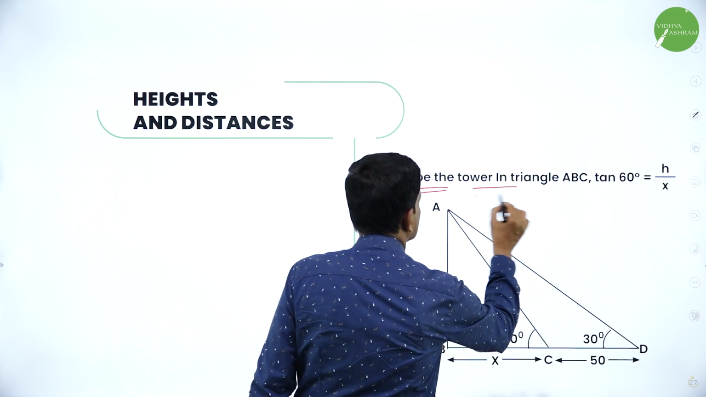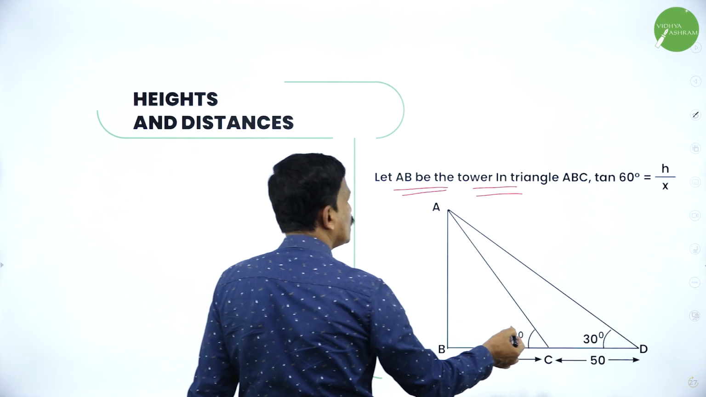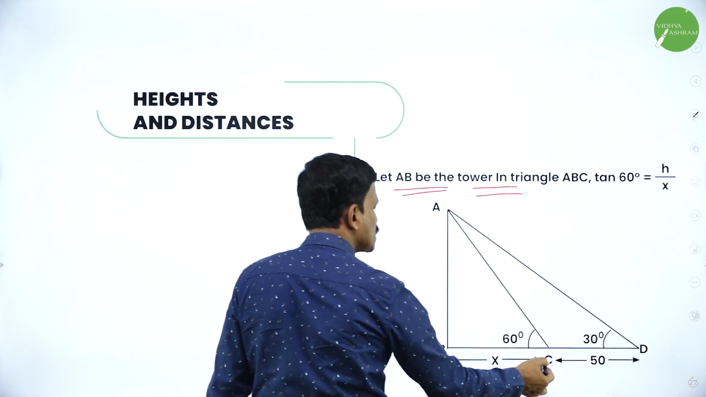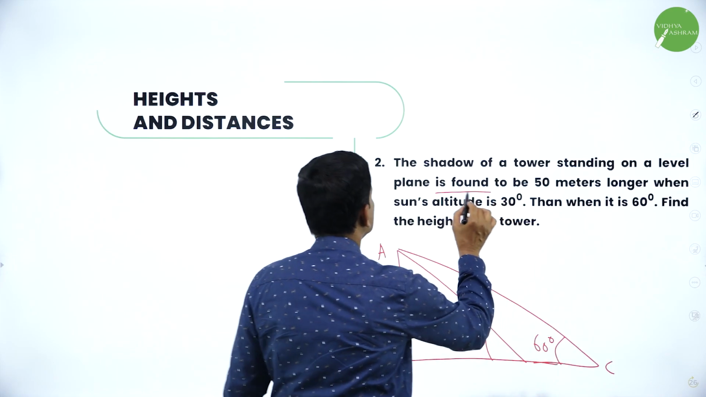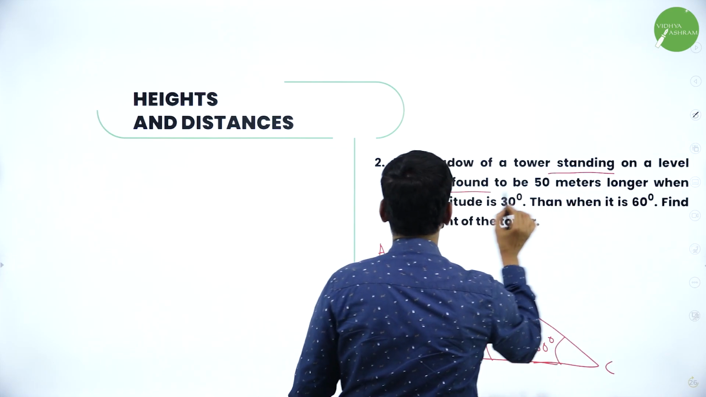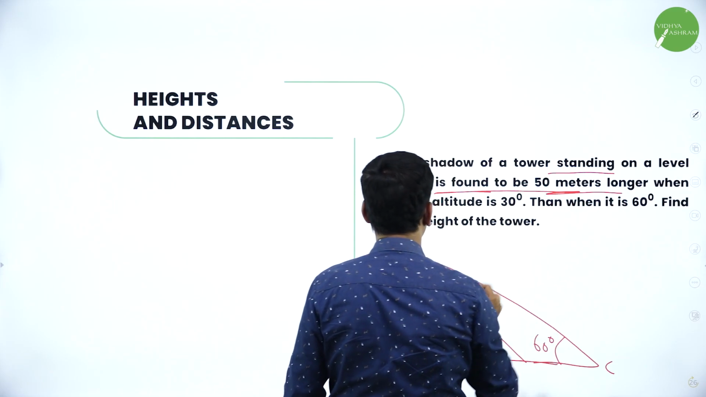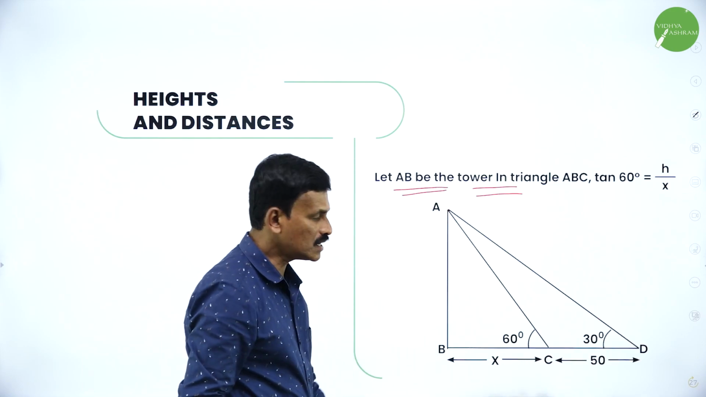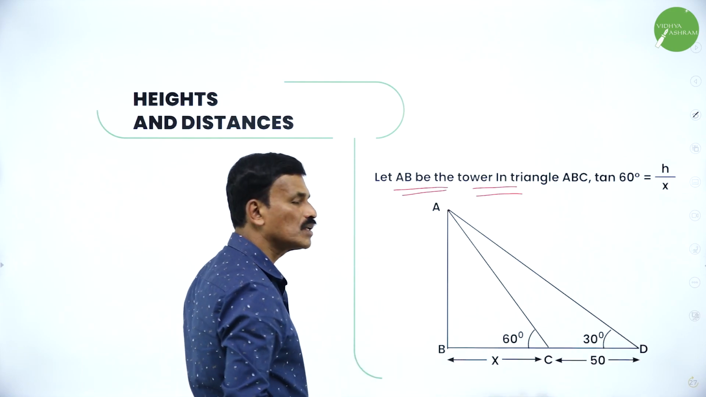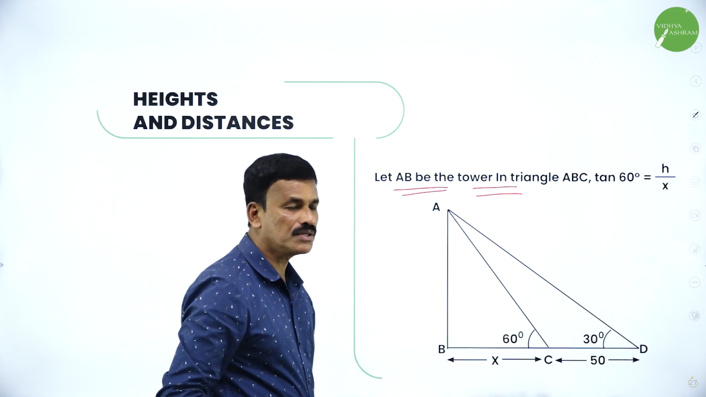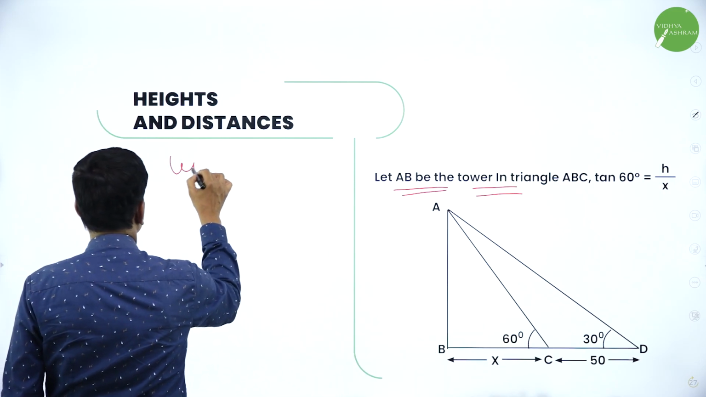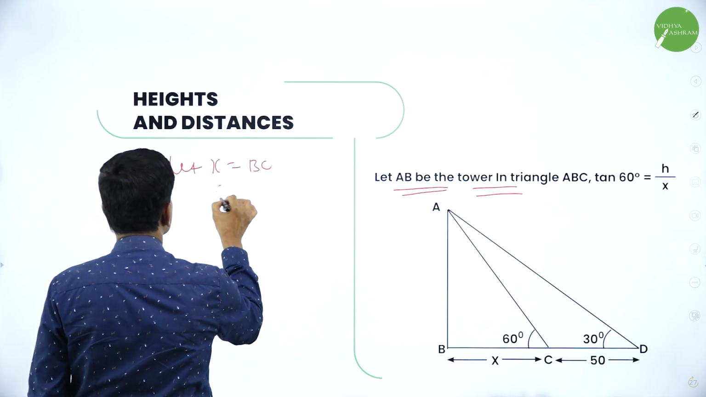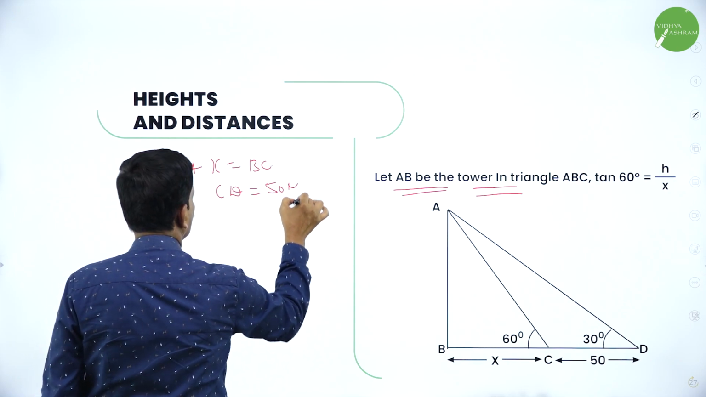AB is the tower in the triangle. Angle C is equal to 60 degrees. Angle D is equal to 30 degrees. What is given here? The shadow of the tower standing on the level plane is found to be 50 meters longer. So this is the distance given. That is, 50 meters is the distance from C to D. Now let the distance from B to C be x, that is BC, right? And CD distance is equal to 50 meters.